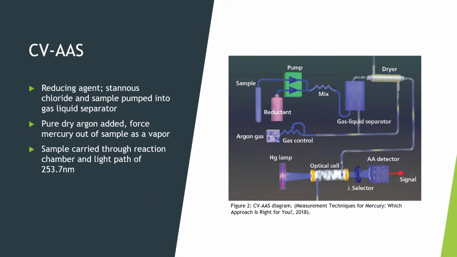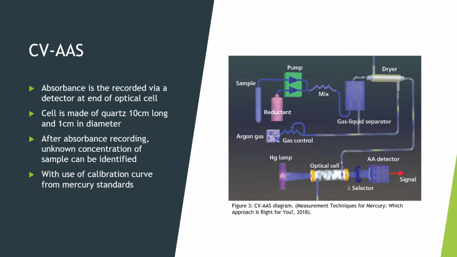Once the mercury sample is ready, it is carried through a reaction chamber, which is positioned through a light path of 253.7 nanometers as part of the atomic absorption spectrometer. The absorbance is then recorded via a detector at the end of the atomic absorption optical cell. The optical cell is made up of quartz, 10 centimeters long and 1 centimeter in diameter.